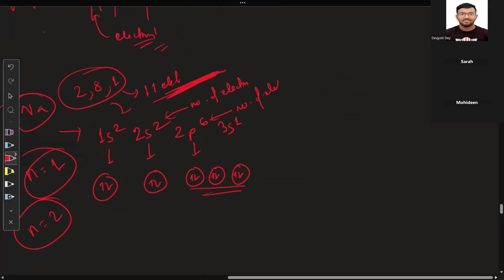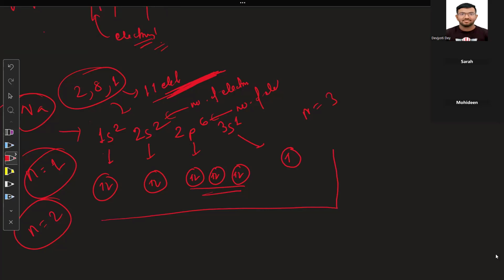So now check this out. 1s2 2s2 2p6, how many? 10 electrons gone. We know that 11 electrons are there in sodium. So for the last electron, we need to go to the third quantum shell, n equals 3, and the first one is obviously 3s1. The s orbital has only one subshell, so one electron. So this is the electronic configuration of sodium in quantum shell format. Did you understand?